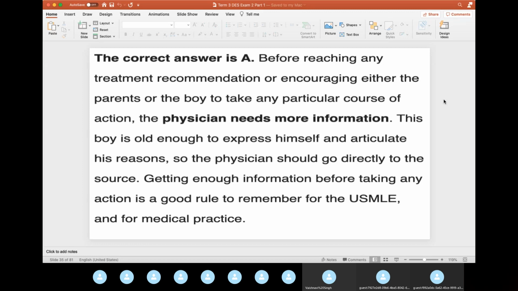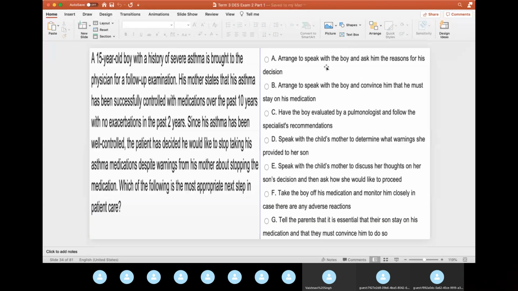So the physician should go directly to the source. Remember, for your exam and for USMLE, getting enough information before taking any action is a good rule to remember, both for the USMLE and for your medical practice. So you need more information, right? The correct answer is to arrange to speak with the boy and ask him the reasons for his decision.